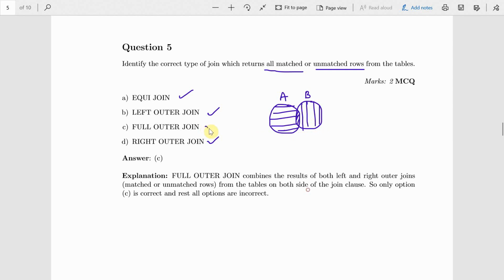Now, full outer join is a union of left and right, meaning you can see matching rows, and also non-matching rows from A and non-matching rows from B, all in the output. So among the options, which is the most appropriate option? Option C is the most appropriate answer.